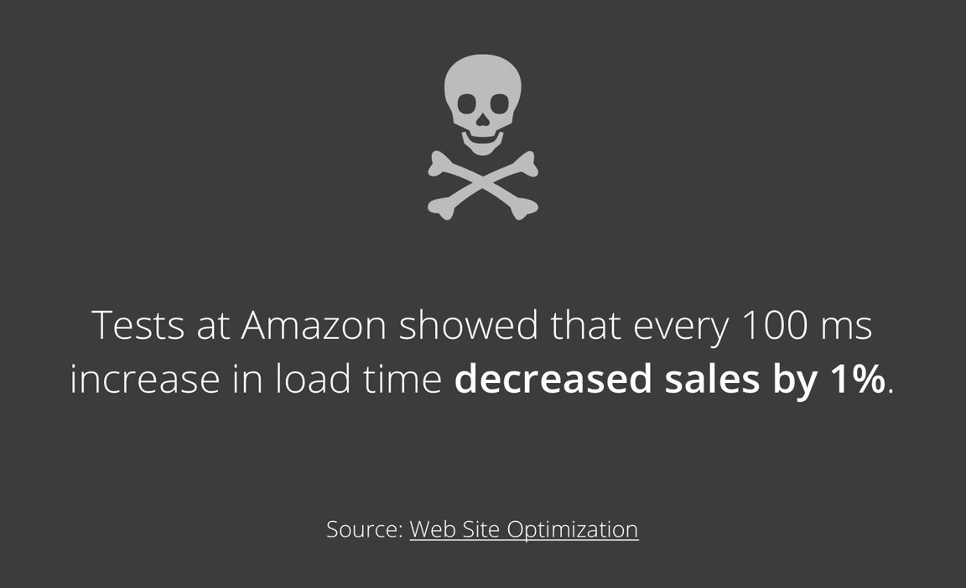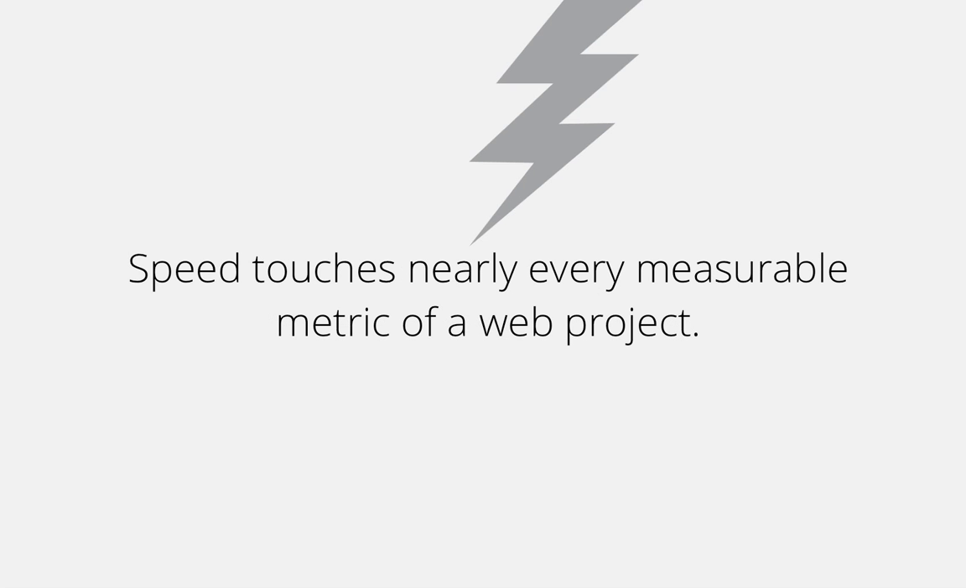In fact, tests at Amazon showed that every 100 milliseconds increase in load time decreased their sales by 1%. Now think about that. Every 1/10 of a second increase in load time decreased their overall sales by 1%. That kind of shows you how critical speed is and how critical respecting page weight is. So again, speed touches nearly every measurable metric of a web project.